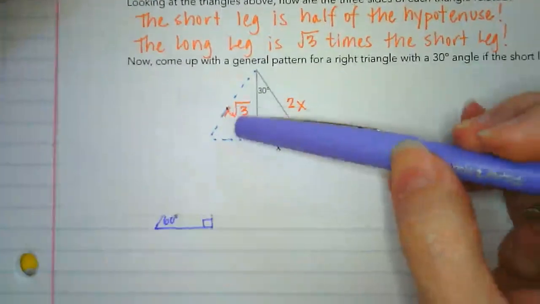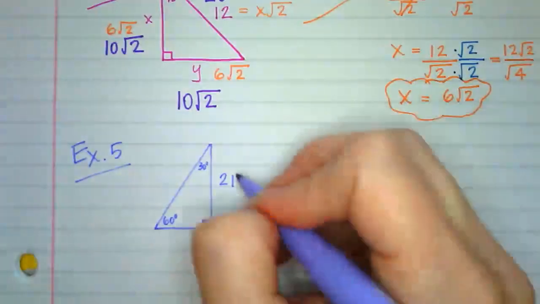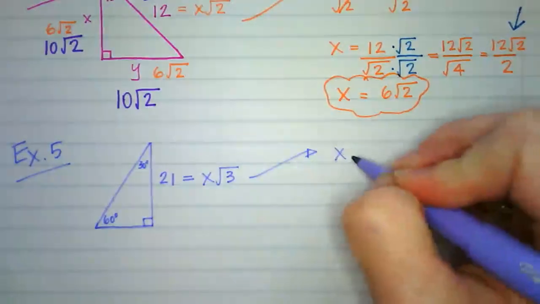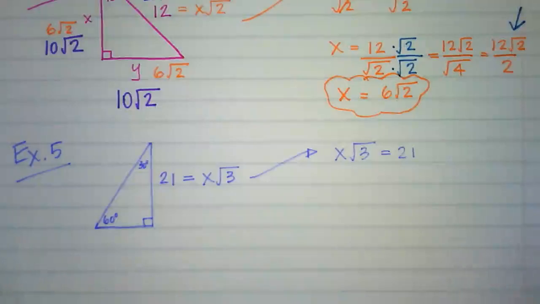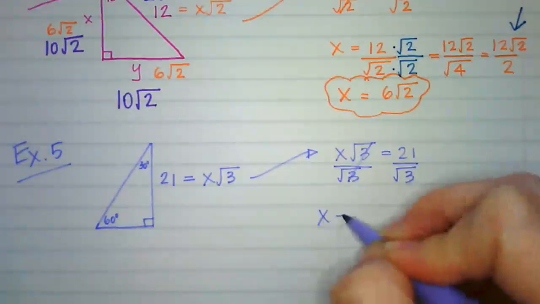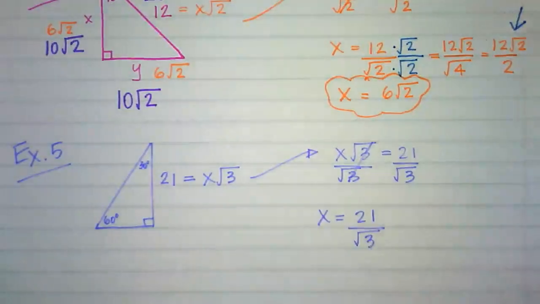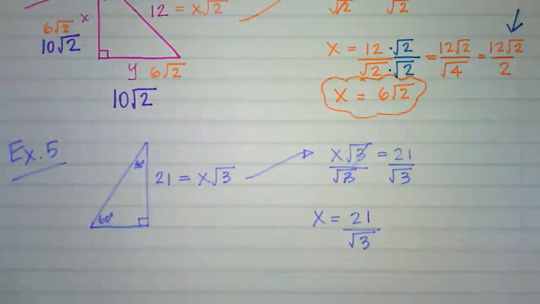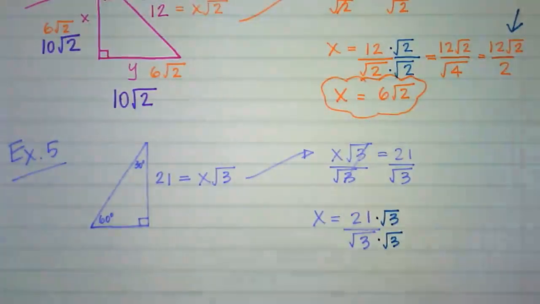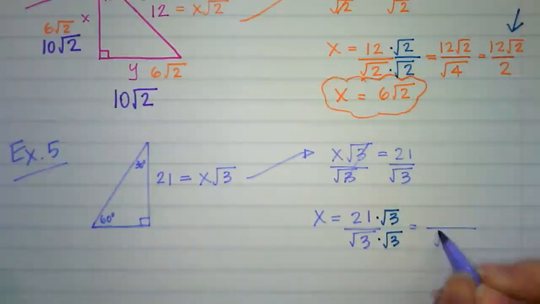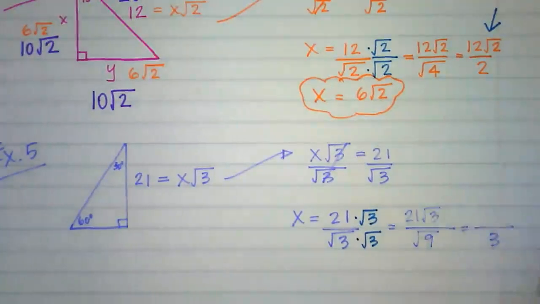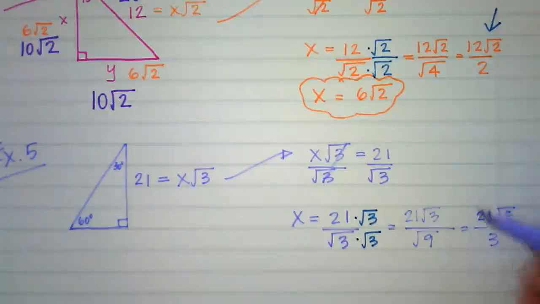So remember that the long leg is x square root of 3. So this right here is x square root 3. If I bring this to the side and solve it like an equation, x square root of 3 equals 21, I need to divide both sides by square root of 3, so that cancels, and I get that x is 21 divided by square root of 3. However, we can't leave square root of 3 in the denominator, so I need to multiply this fraction by the square root of 3 on top and bottom. So the denominator becomes the square root of 9, which is 3. And then the numerator is 21 root 3. And then I get to this step and I can reduce.